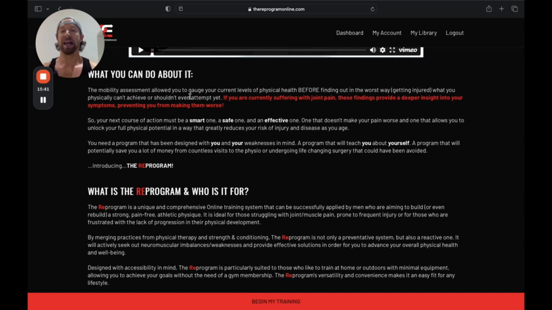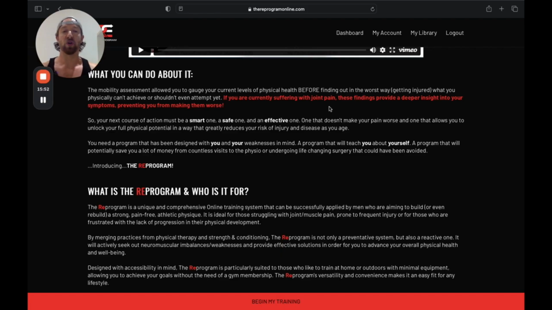The mobility assessment allows you to gauge your current levels of physical health before you find out in the worst way, getting injured, what you physically can't achieve or shouldn't even attempt yet. If you are currently suffering with joint pain, these findings provide a deeper insight into your symptoms, preventing you from making them worse. That's the point in the mobility assessment right there, okay? Again, if you can find something like this online that's free, let me know. But this is the magic of the Reprogram, okay?